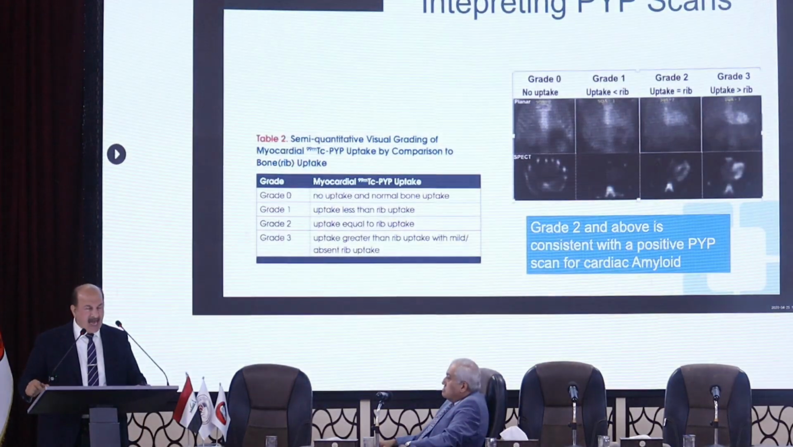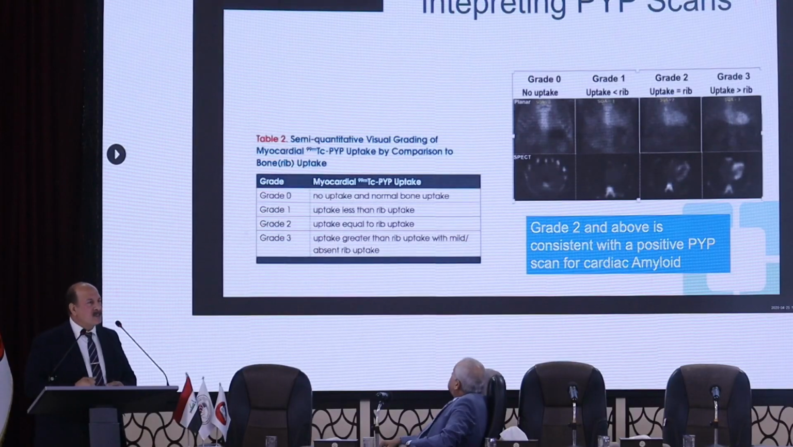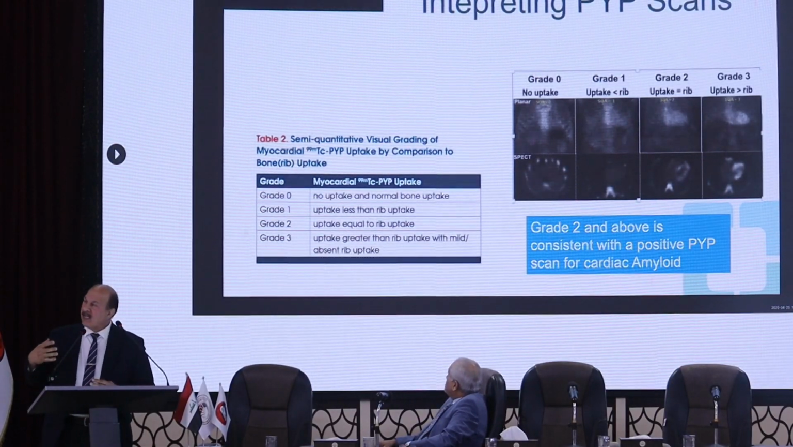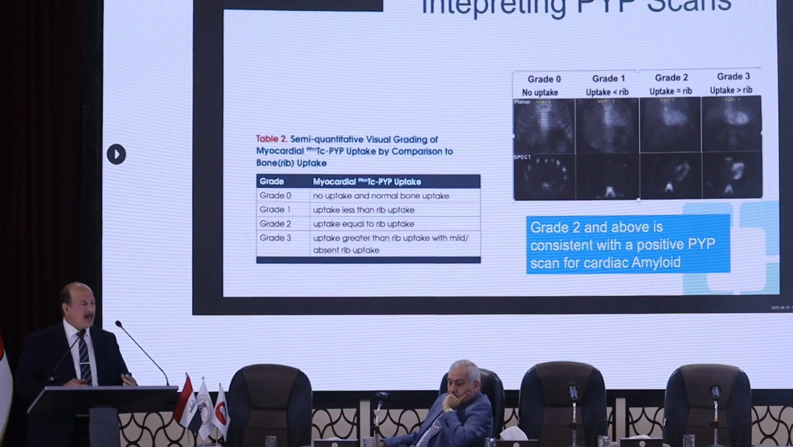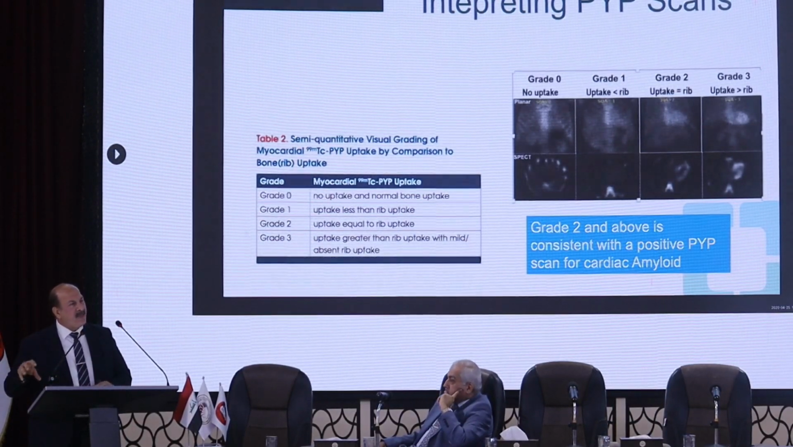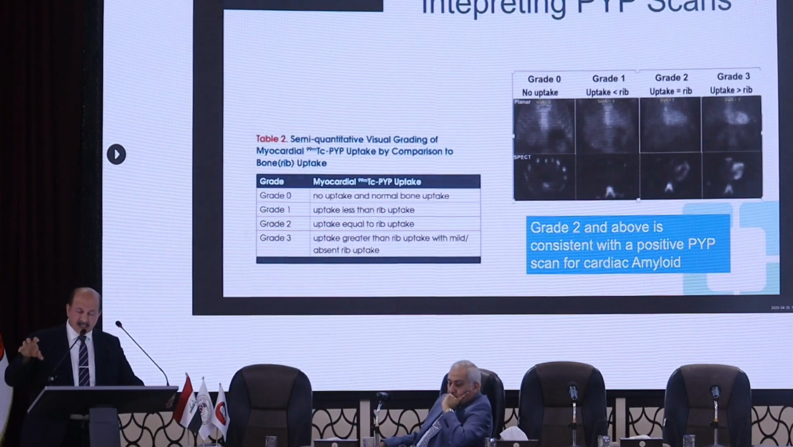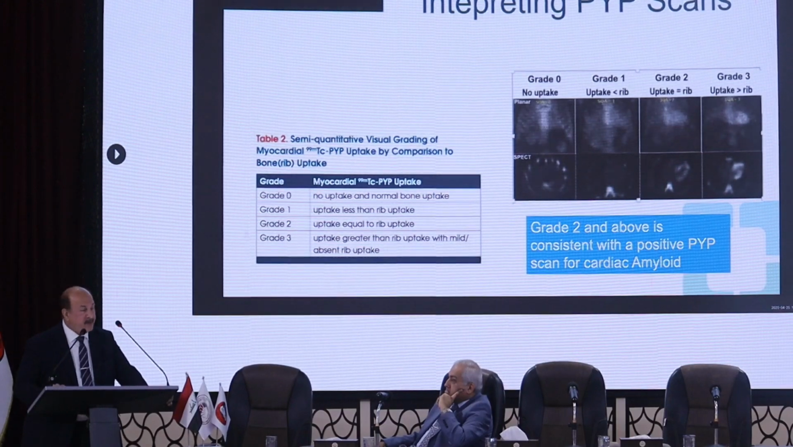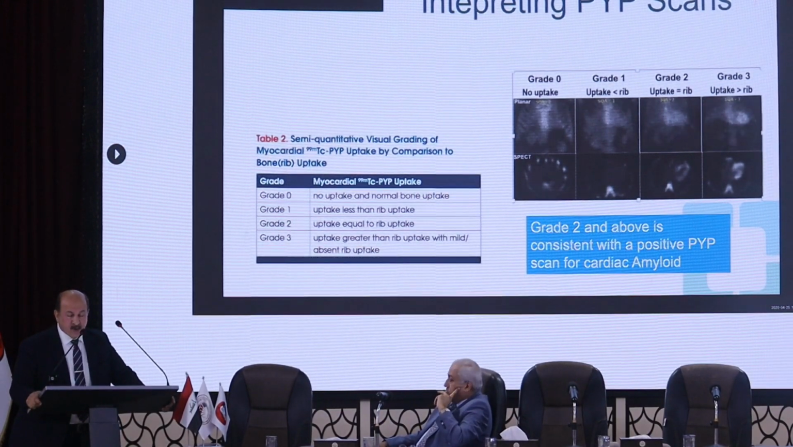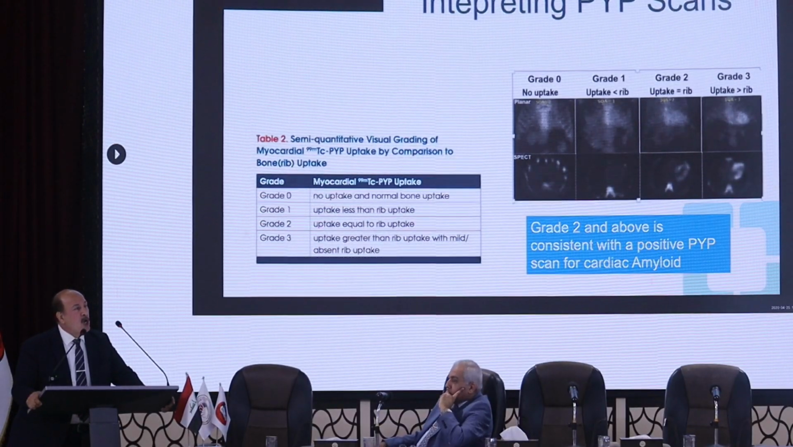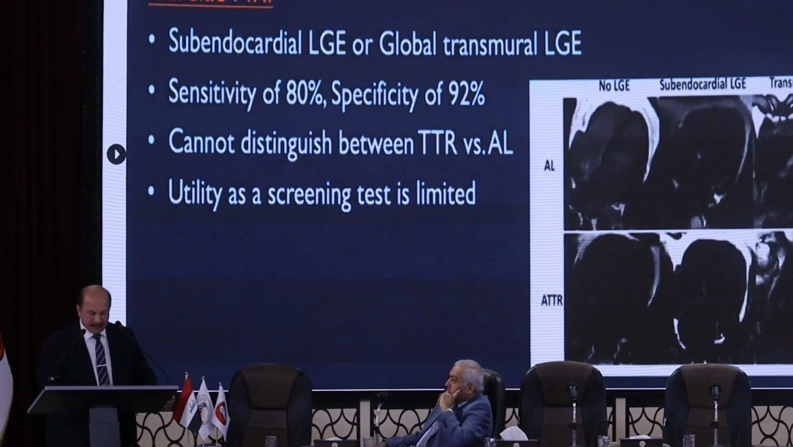For example, if the heart takes none of these substances, we call it grade 0. When the substances in the heart are less than the rib, we call it grade 1. In grade 2, the bone and the heart have the same amount of tracer, while in grade 3 the heart appears more dense than the rib. If you look at this, I think this is grade 3, where the heart is more dense than the rib, which is considered positive. So grade 2 and 3 are considered positive for amyloidosis. A very helpful test in these conditions.